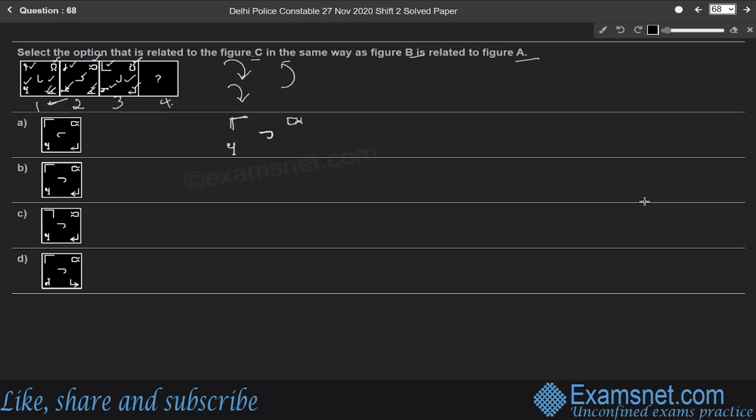That means the figure I have drawn here is exactly the same as option B. Therefore, option B is the right answer.